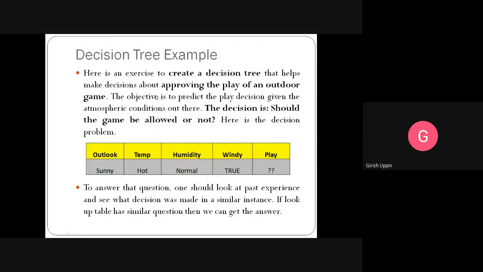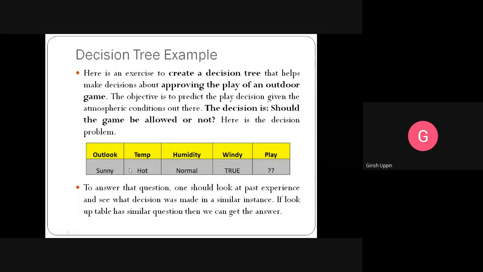The objective is to predict the play decision, play or not, given the atmospheric conditions out there. The decision is whether the game should be allowed or not. So what decision are we making here? Whether we should allow the game to go on or not, play or not.